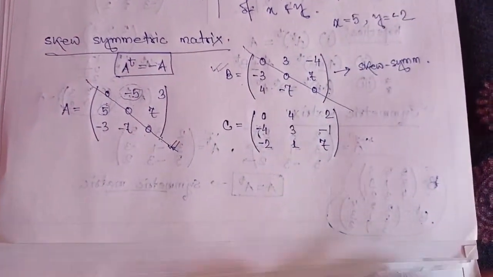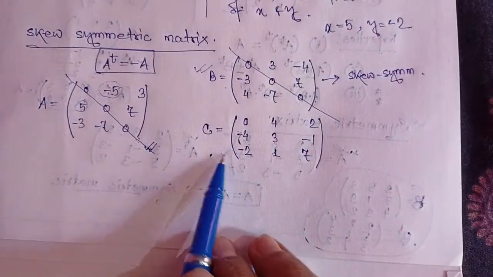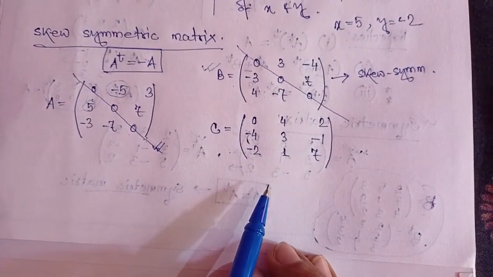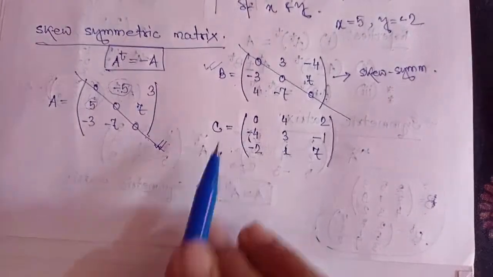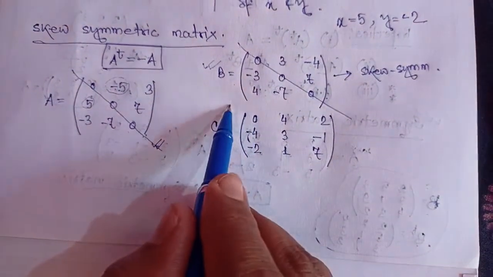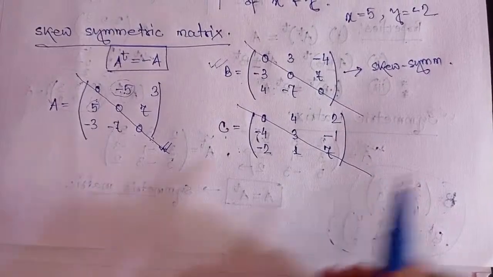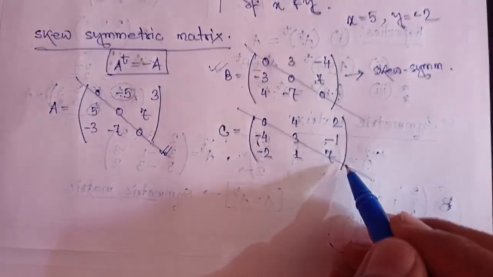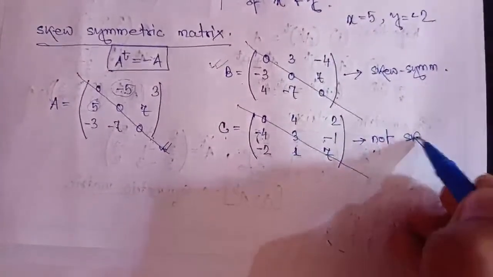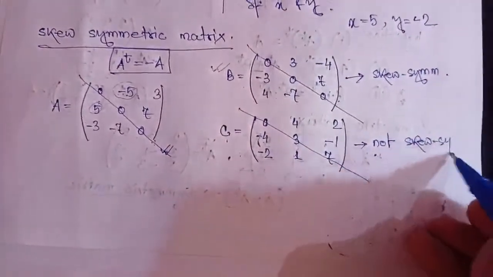In the same way, tell me what about the C matrix? Is C symmetric or skew-symmetric? If we check for a skew-symmetric matrix, then C is not a skew-symmetric matrix. What is the reason? Because all the principal diagonal elements should be 0, so it is not satisfying. So this is not a skew-symmetric matrix. Okay.